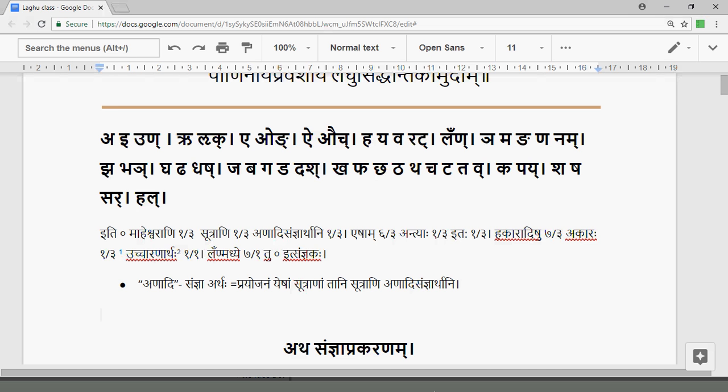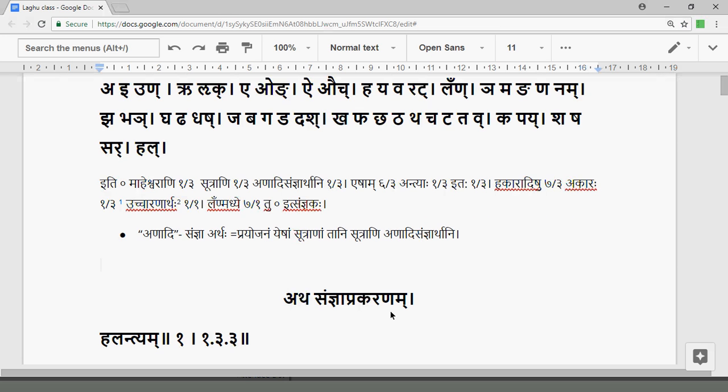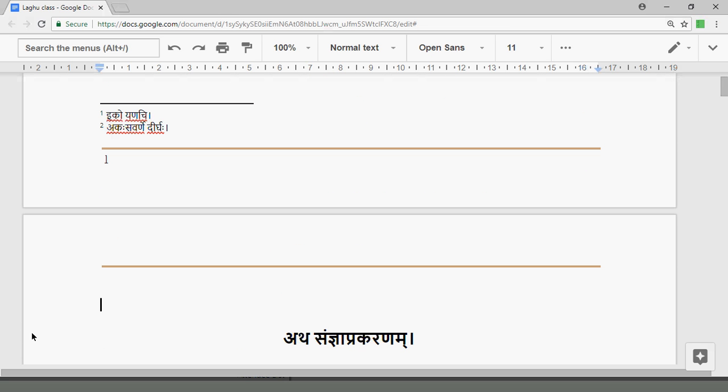Here on the other Sanya Prakaram. So Sanya Prakaram starts after this. We'll stop here. I'll do the Sanya Prakaram in the next part.